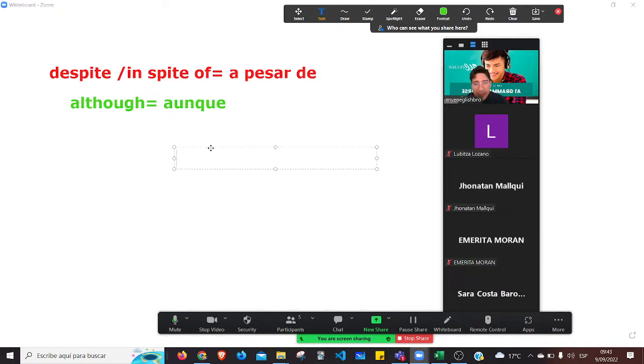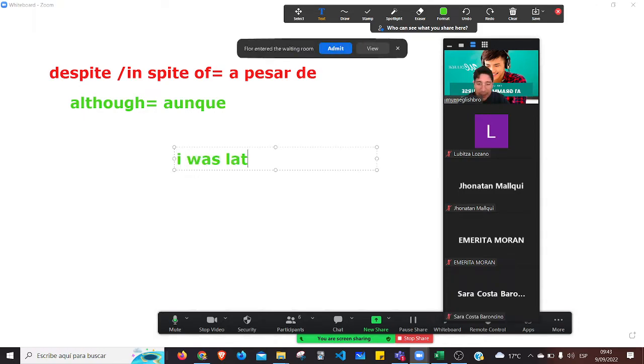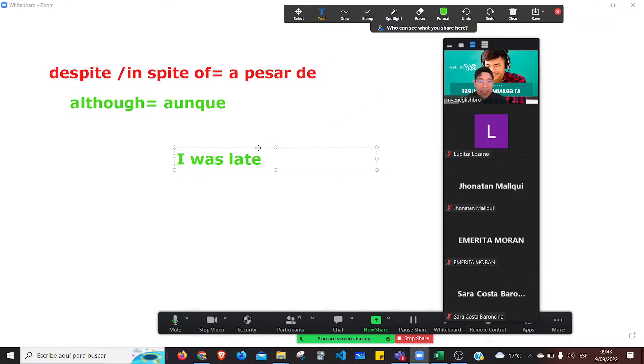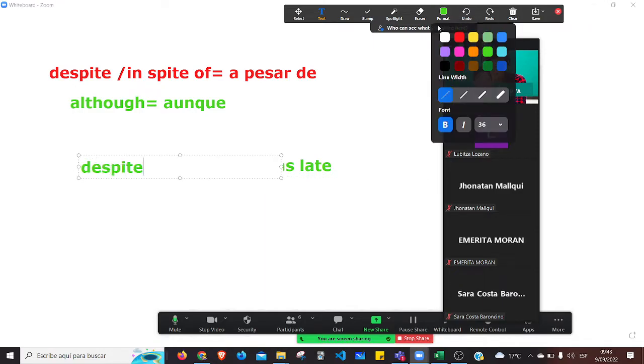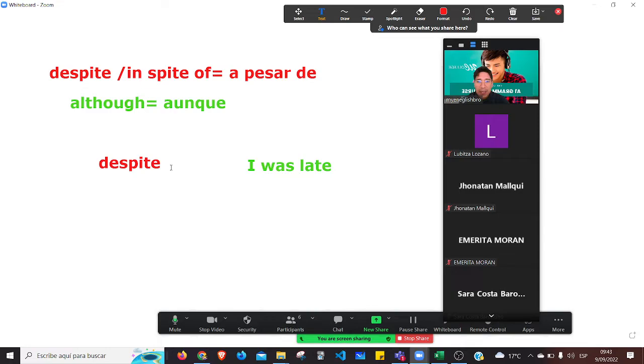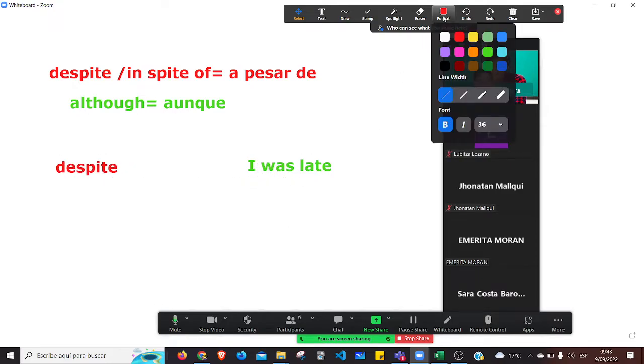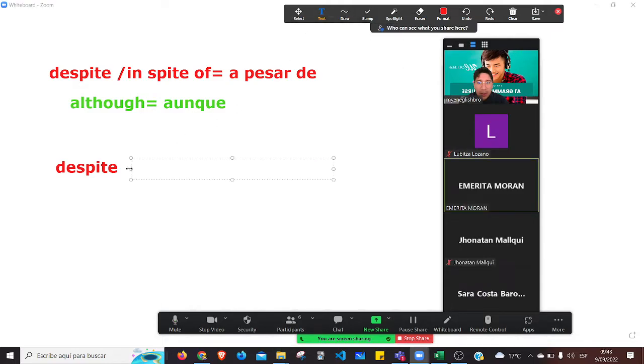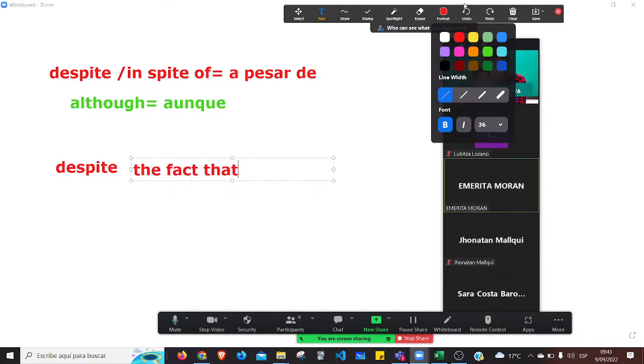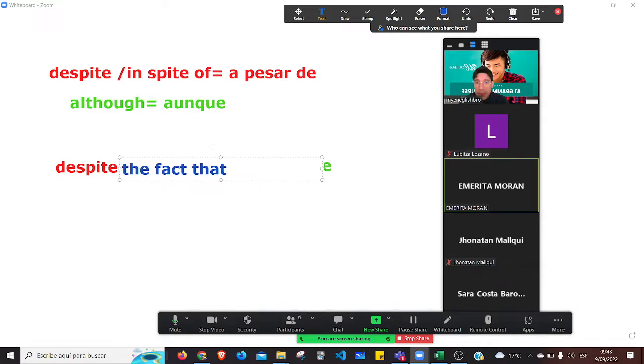Por ejemplo, miren, yo tengo aquí un I was late. Yo estaba tarde. Para poder usar un despite o un in spite of, ¿qué tendría que usar aquí? ¿No puedo decir despite I was late? No. ¿Qué tengo que usar para poder usar el despite con una oración, con una cláusula? The fact that, ¿cierto? Si no, no se puede. Entonces, despite the fact that.